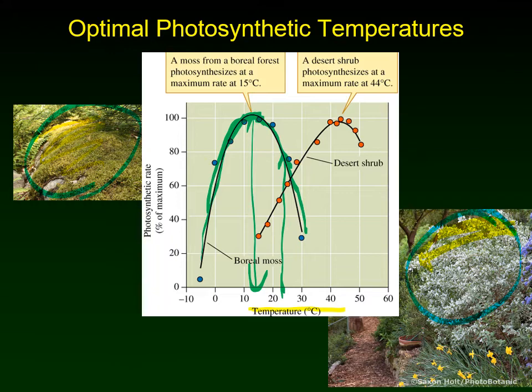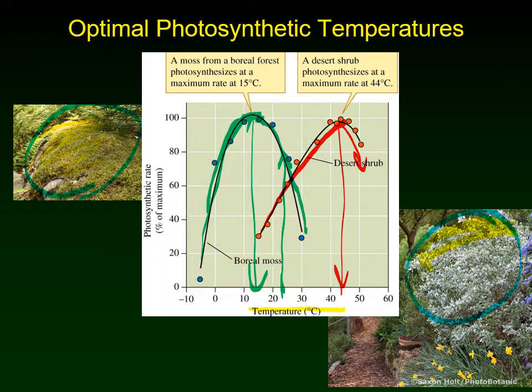This is in contrast to this desert shrub. The desert shrub really could not grow at 15 degrees Celsius. Its enzymes are not really going to kick in until it gets much warmer than that. And then they peak at 44 degrees Celsius, which is incredibly warm. And then they will rapidly denature after that. So they're not going to be able to function at a much higher temperature.